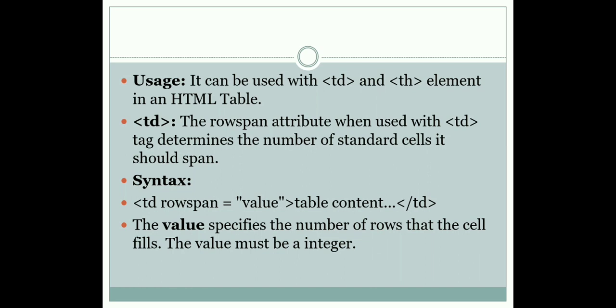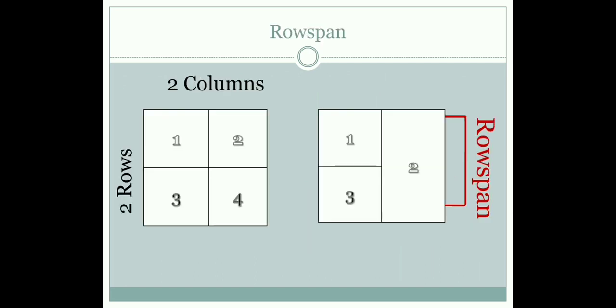For example, if I want to merge two rows, the Rowspan value will be 2. If I want to merge 3 rows, the Rowspan value will be 3. Fine. I hope it is clear to you. After that, I'll write the table content here. After that, I'll close the TD.